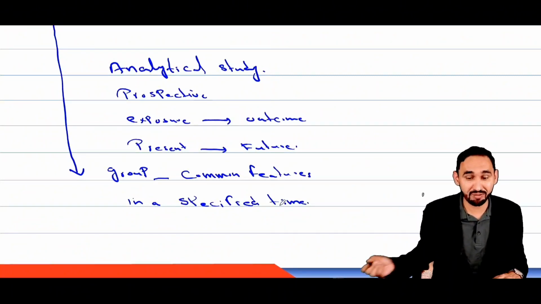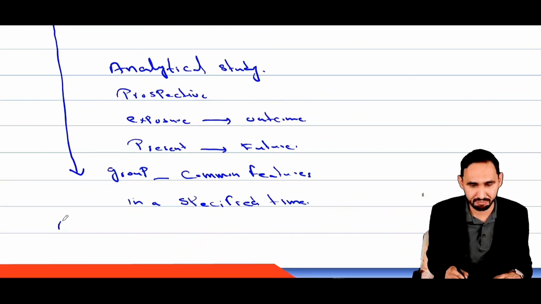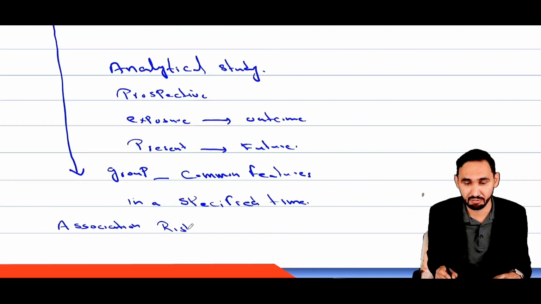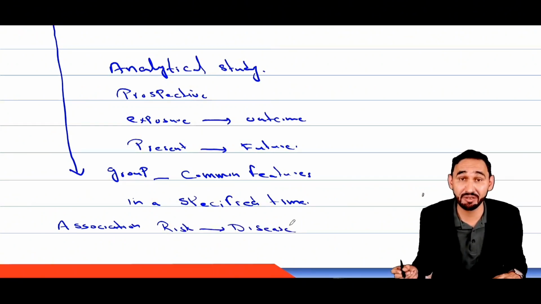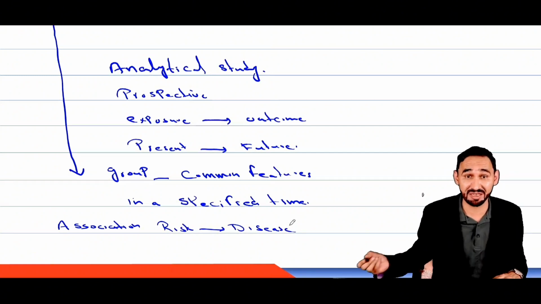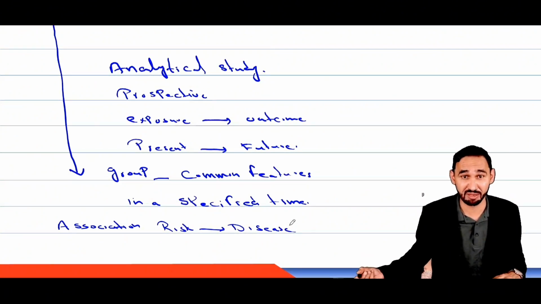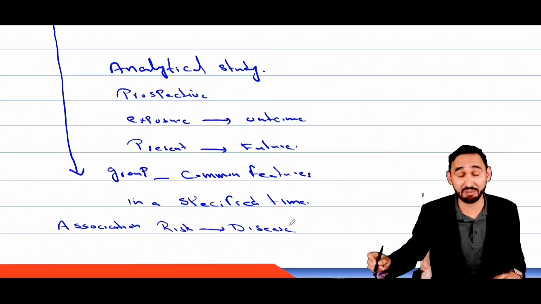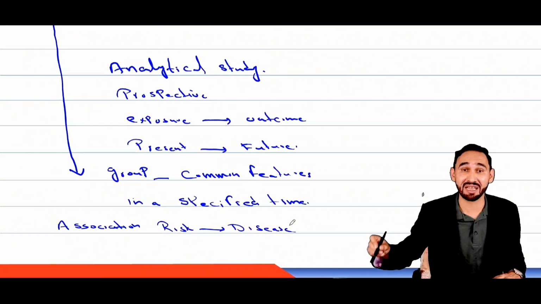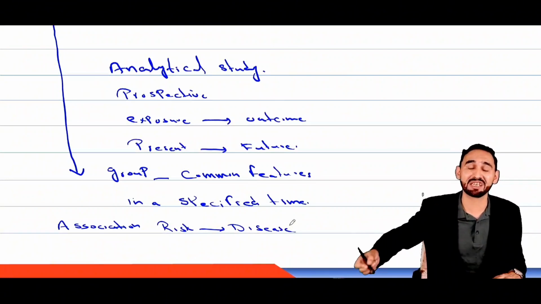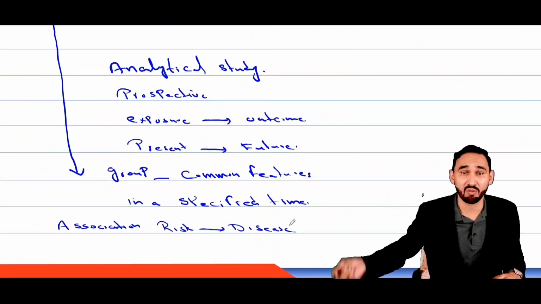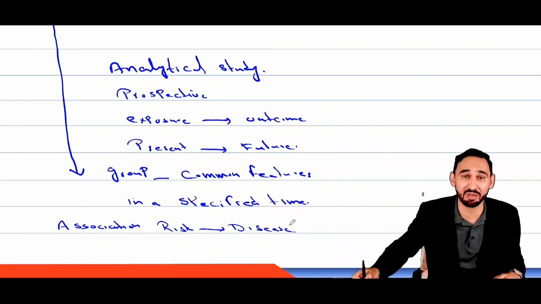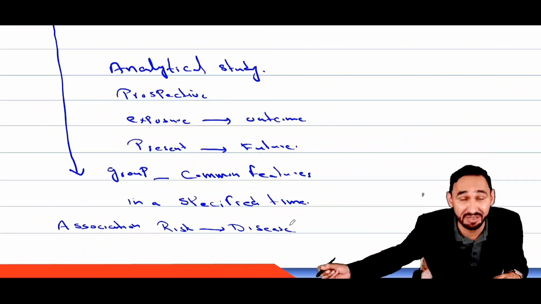Analytical study, what will we see? Association. Association of what? Risk and disease, but in a prospective way. How a risk factor causes a disease. We'll monitor a cohort of people. We'll observe them. We'll not intervene, but we will observe. And at the end, we'll see the result. How many exposed people have developed the disease. We compare exposed people with non-exposed people. They may develop the disease caused by other factors.